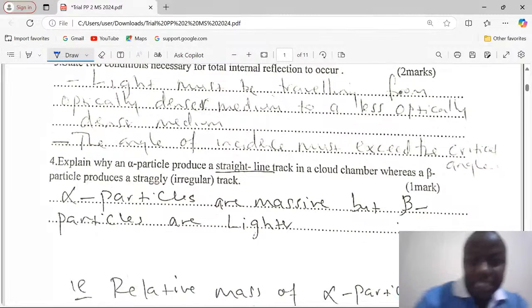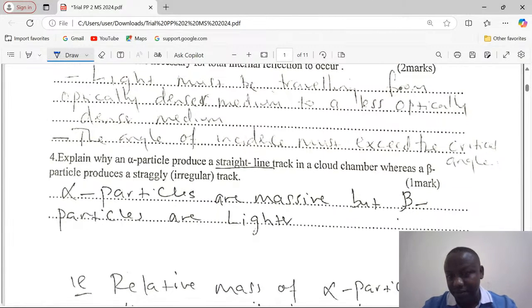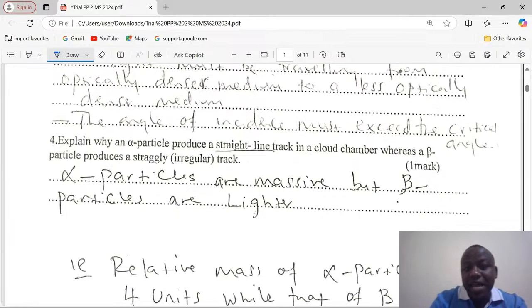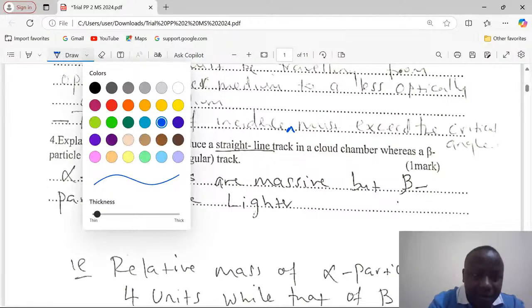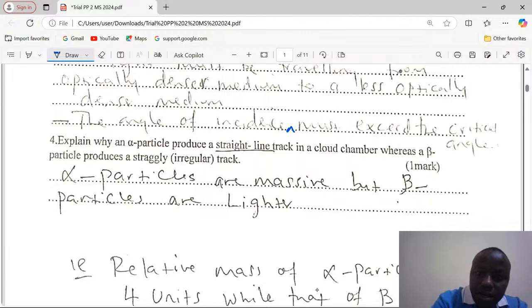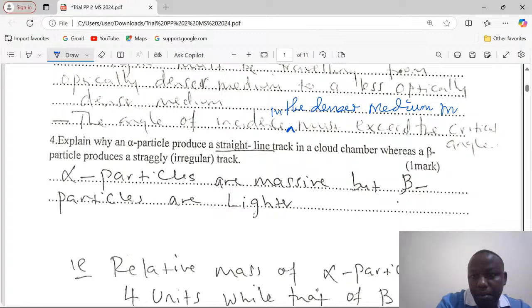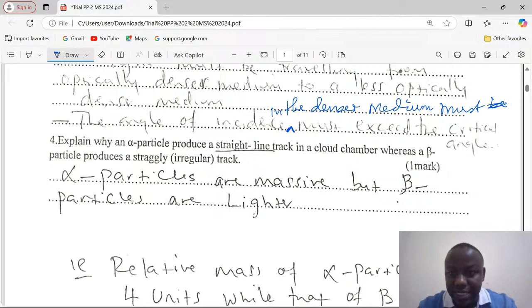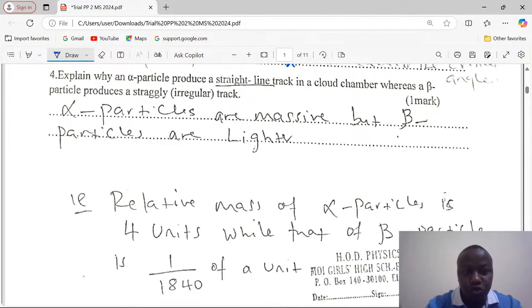I will show you how that one works. Number two, the angle of incidence must exceed the critical angle. This is how you should be reading it: the angle of incidence in the denser medium must exceed the critical angle.